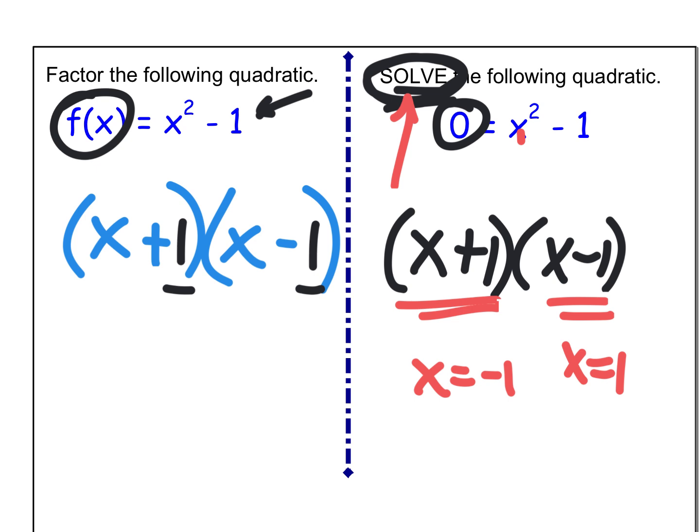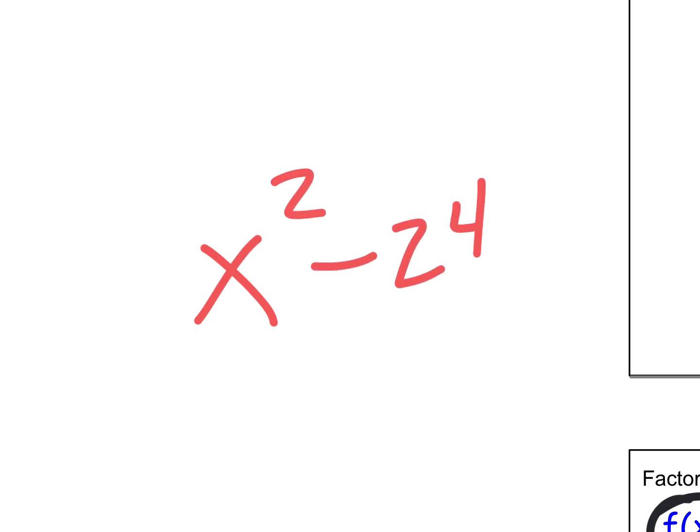Yes? Well, like the one before, will there ever be a question that doesn't divide into 2? I know what you mean. Like, let's say it was x squared minus 24. No, can't factor that. It has to be a perfect square like 25.